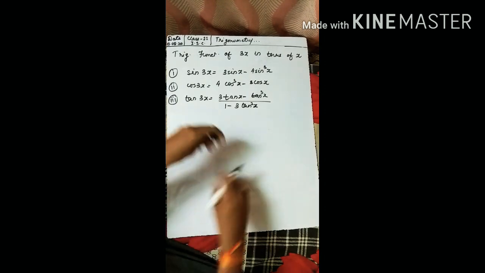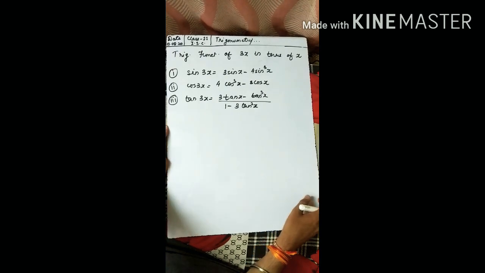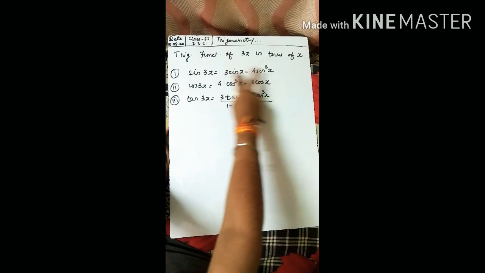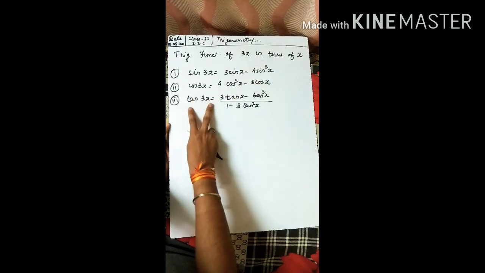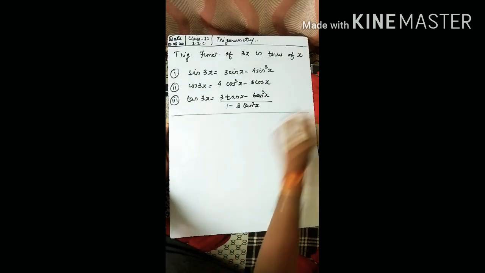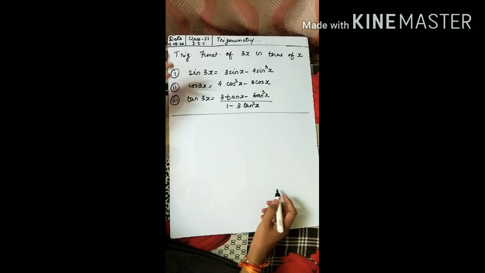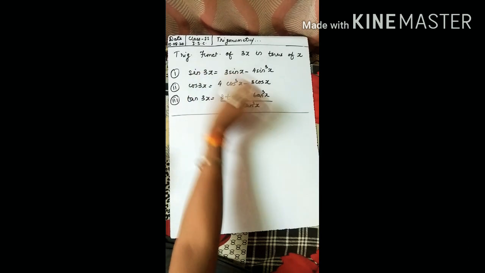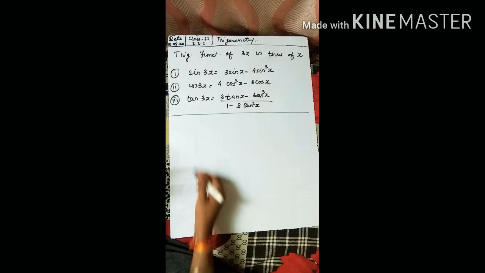As you have the trigonometric functions of 2x in terms of x, we have 3x also. You need to remember the formulas for 3x too: sine 3x is 3 sine x minus 4 sine cube x, cos 3x is 4 cos cube x minus 3 cos x, and tan 3x is 3 tan x minus tan cube x upon 1 minus 3 tan square x. Now let me give you the proof for one of the three, and the rest two you have to do. In the book the proof is given. So let us take sine 3x. We need to prove sine 3x is 3 sine x minus 4 sine cube x.